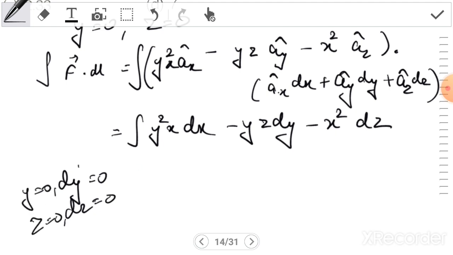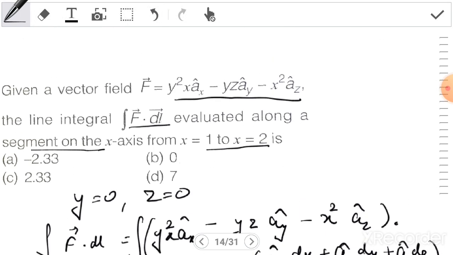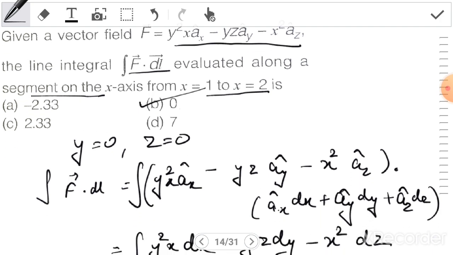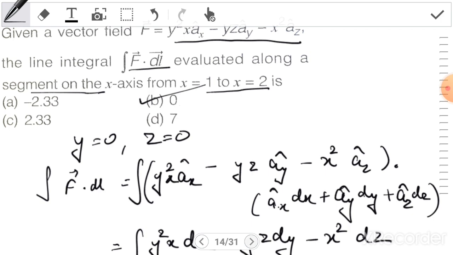So we have y square x as 0, this is 0, this is 0, so this reduces to 0. So f dot dl is equal to 0. 0 is the right answer. Okay, let's go to the next question.